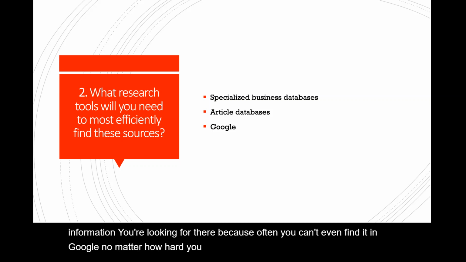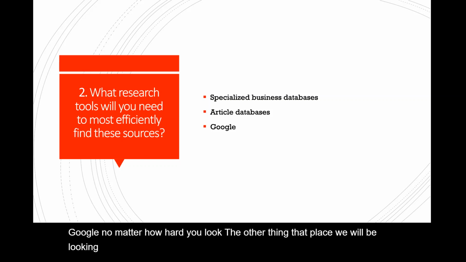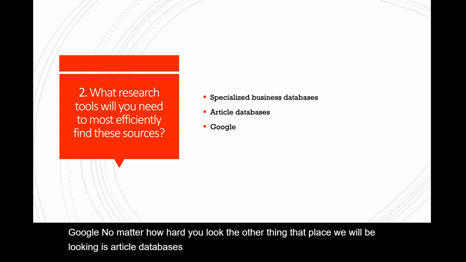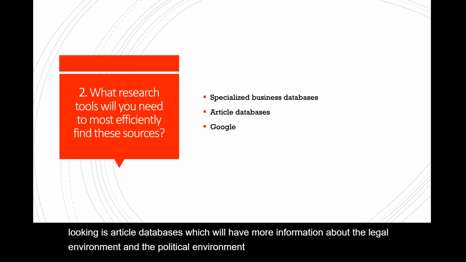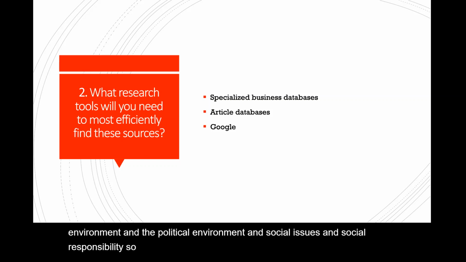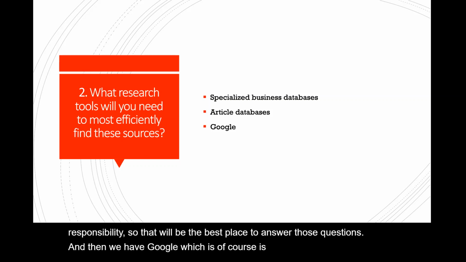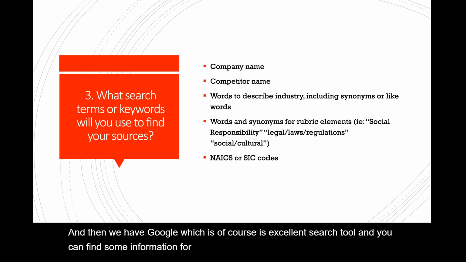The other place we will be looking is article databases, which will have more information about the legal environment and the political environment and social issues and social responsibility. So that will be the best place to answer those questions. And then we have Google, which is, of course, an excellent search tool, and you can find some information for your semester project there.